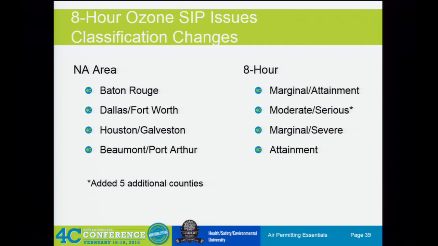What these designations refer to is basically a compliance timeline for when they can meet the specific standard. The longer it'll take for them to be in compliance with that standard, the higher the designation. So moderate would be a low level, serious would be, they realize it'll take a much longer time for them to be in compliance. Houston, Galveston, marginal and severe, and Beaumont, Port Arthur, they actually recently were labeled as attainment for the 8-hour ozone standards.